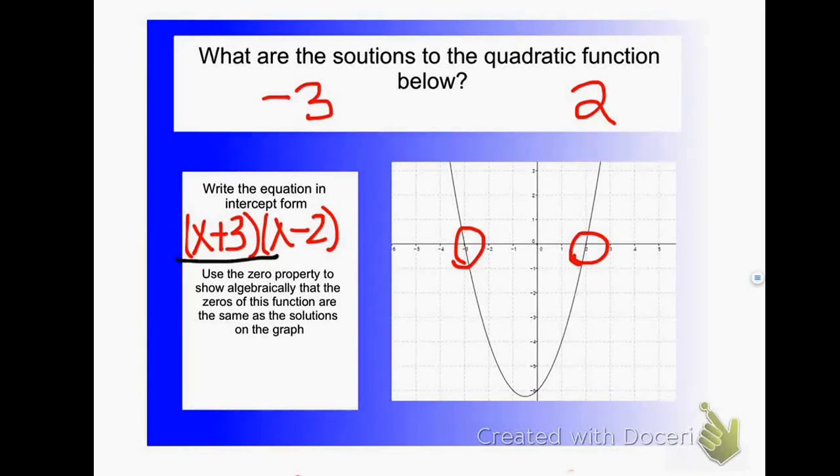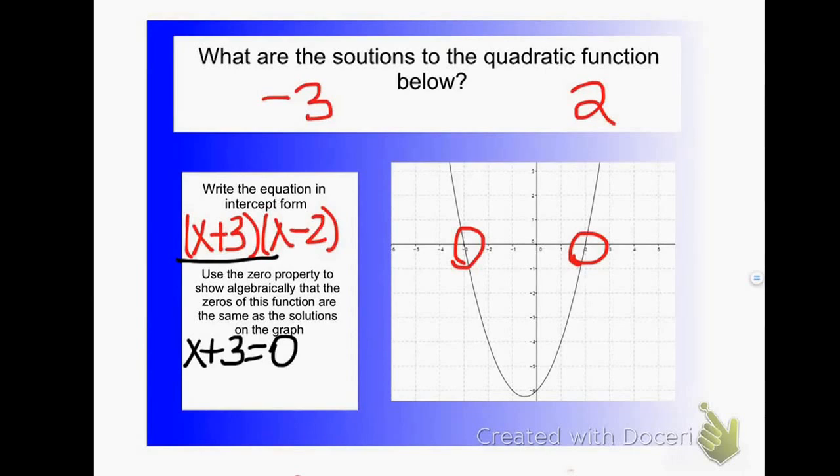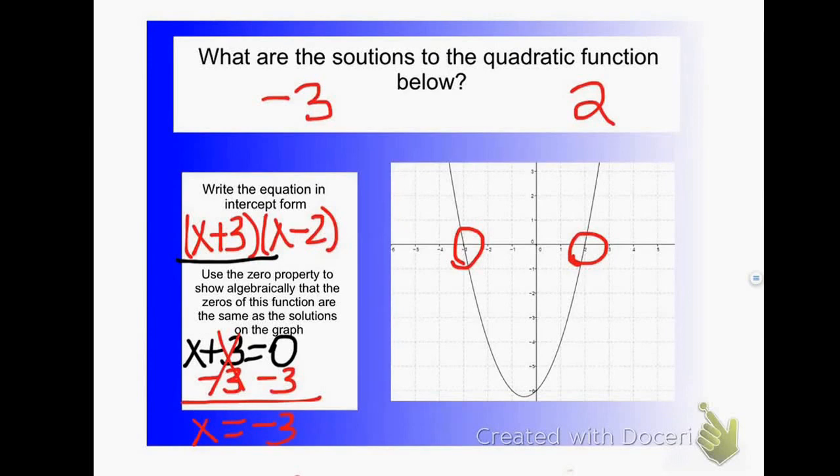So let's start with our first factor. x plus 3 equals 0. So I need to determine what value of x would make that equal to 0. To do that, I'm going to subtract 3 from both sides. My 3's eliminate on the left. So x equals 0 minus 3, which is negative 3. And that matches my first solution.